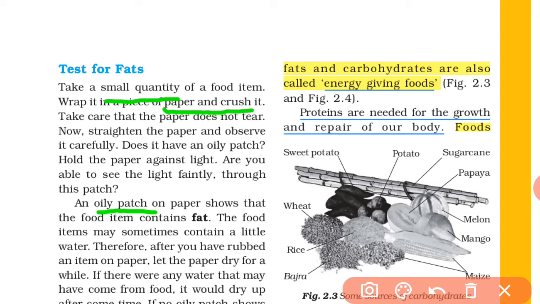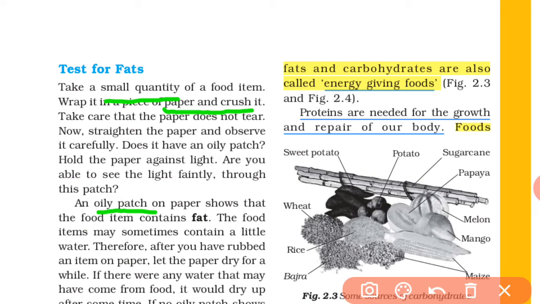Take that paper to the sunlight or whatever artificial light is available in your room. You will clearly see some translucent part of the paper. That is nothing but the oily patch. This oily patch shows the presence of fat in that food.